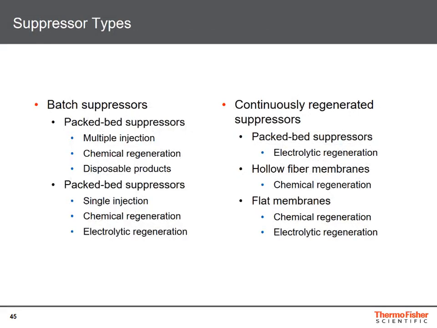There are numerous suppressor types available on the market today, and therefore it makes sense to differentiate and classify those suppressor systems. We differentiate between batch suppressors, which are typically called packed bed suppressors, and those are available for multiple injections or for a single injection. As we can see from this table, these suppressor types can be regenerated in two different ways, either chemically or electrolytically. On the other hand, we differentiate between continuously regenerated suppressors, and they can be packed bed suppressor types or membrane-based systems, either hollow fiber membranes or flat membranes. Both of these suppressor types can also be regenerated chemically or electrolytically.